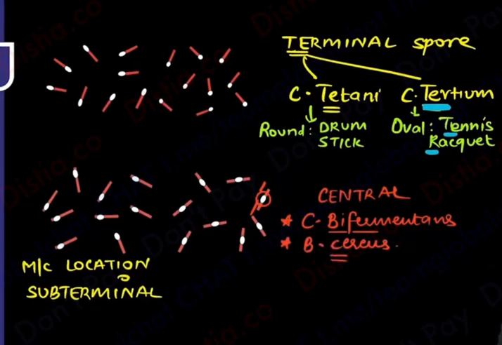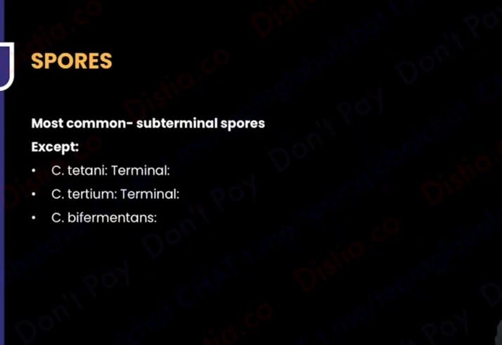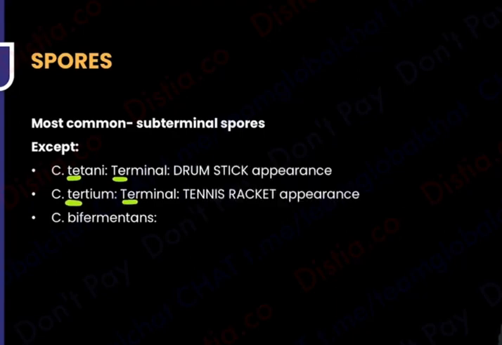So now if I ask you which is the most common location of a spore, the most common location is going to be subterminal. But if I say where do you see TE terminal, you will say TE tetani, TE tertium. Which out of them is tennis racket? Tertium is going to be tennis racket. Like I said, tertium is tennis racket and tetani is going to be drumstick. What is the location of the spore in bifermentans? By dividing it into two, the location is going to be central. All of this is done.